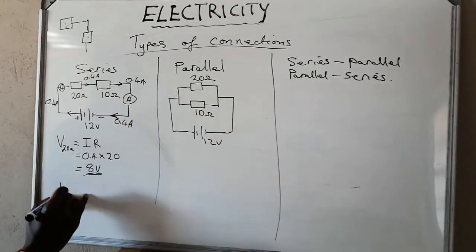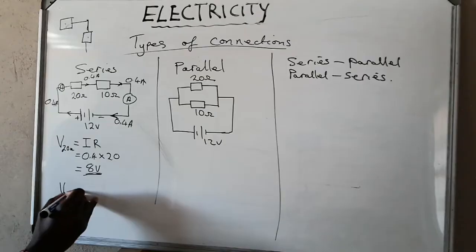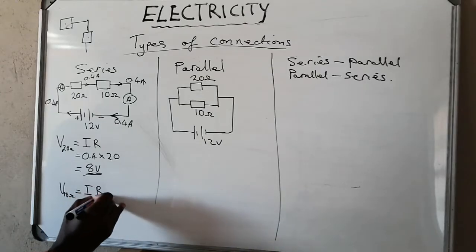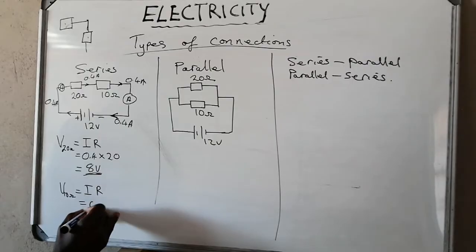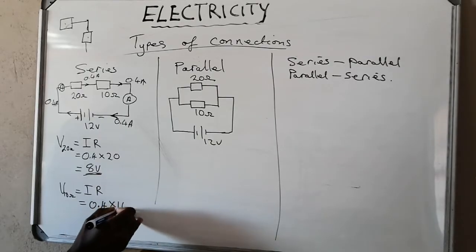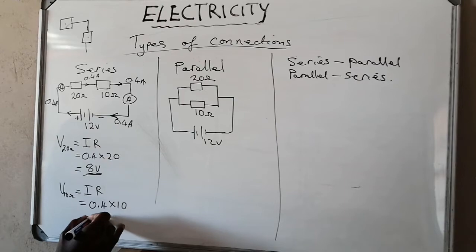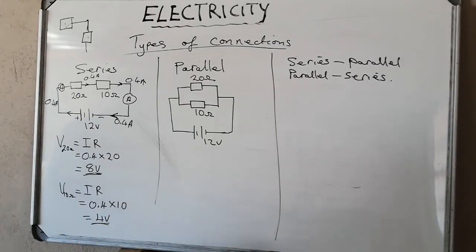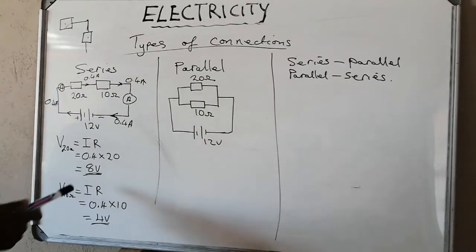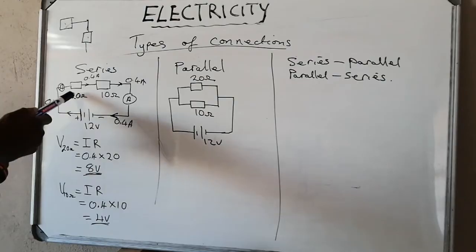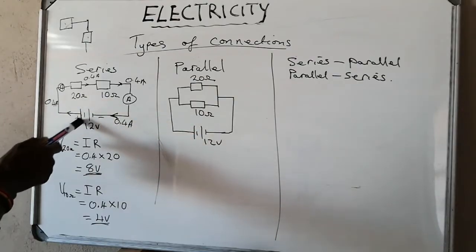The voltage drop across our 10 ohm resistor will be the current, which is the same, times the resistance of that. Our current is 0.4, we multiply by 10, our voltage drop is 4 volts. Alright, so in a series, the voltage drop across each component is unique depending on the resistance. The big resistor gets a big share.